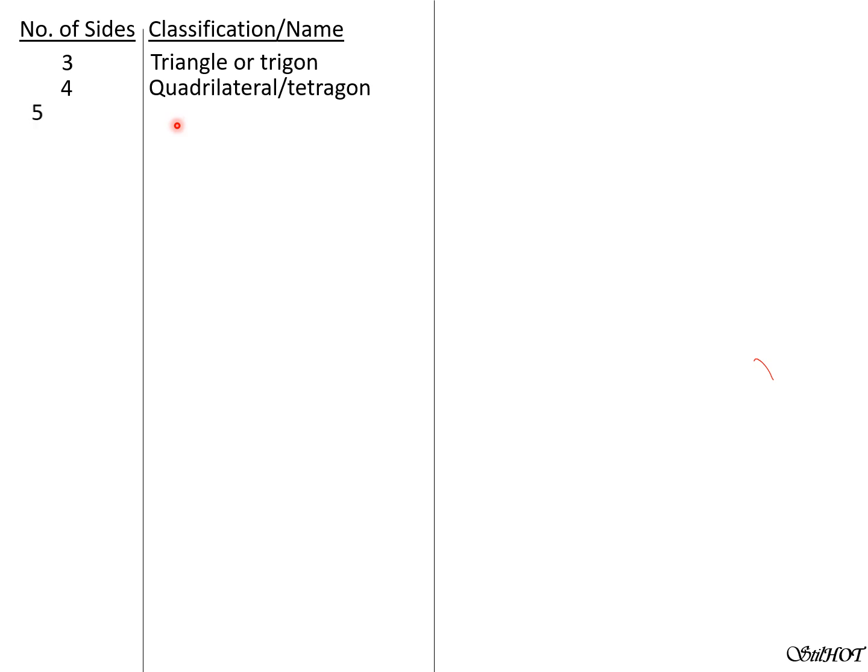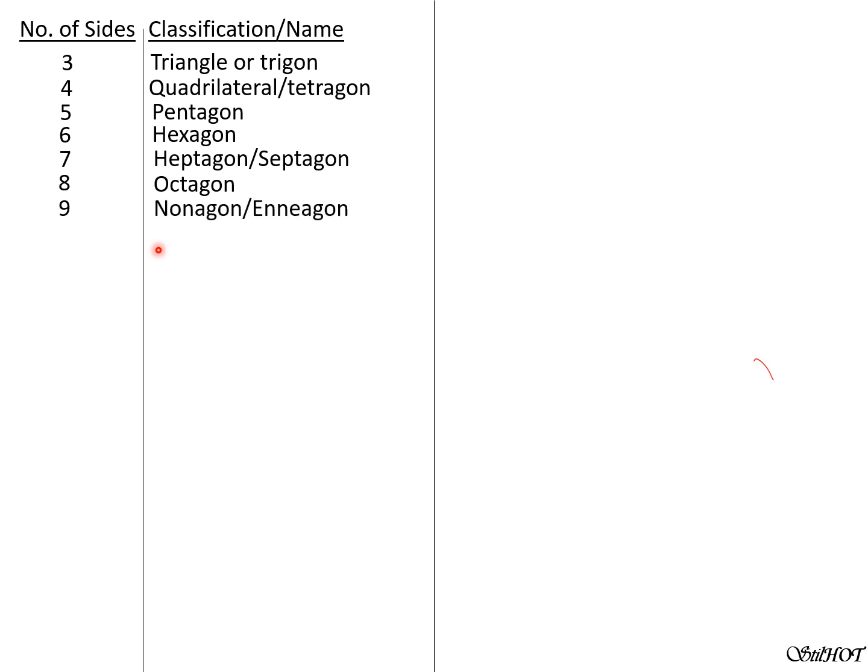If 5, it's called pentagon. If 6, it's called hexagon. If 7, it's called heptagon or septagon. If 8, it's called octagon. If 9, it's called nonagon or enneagon. If there are 10 sides, it's called decagon.